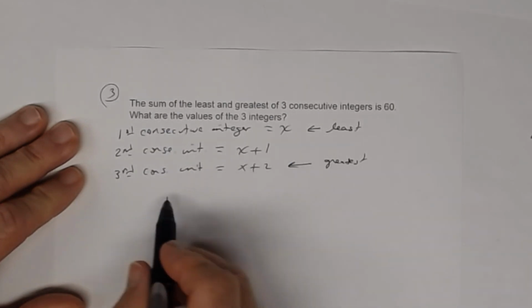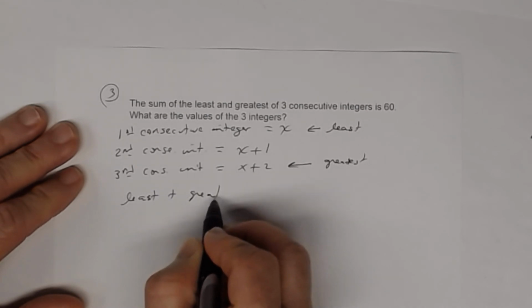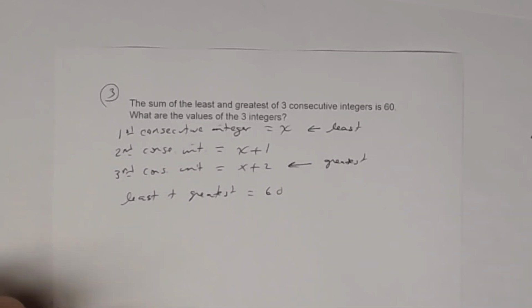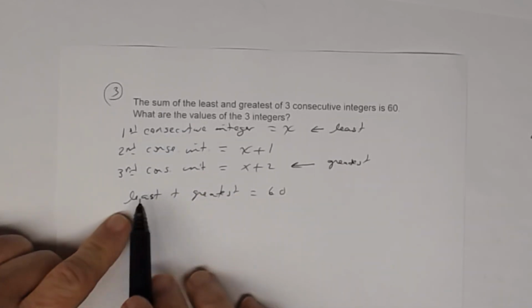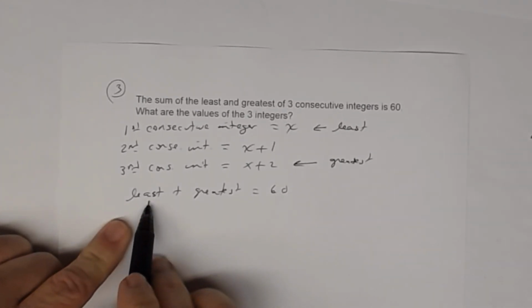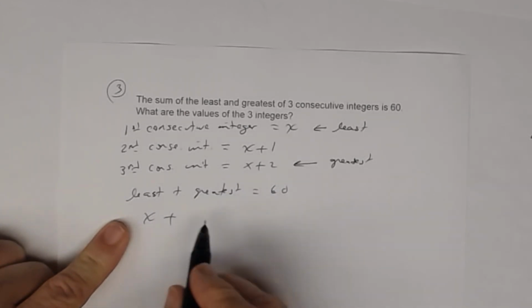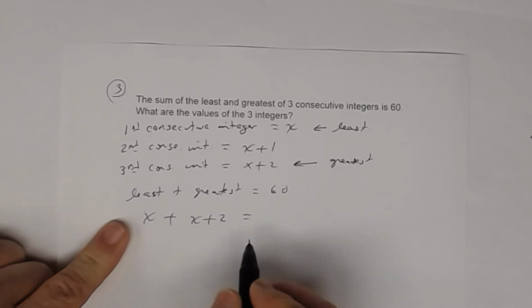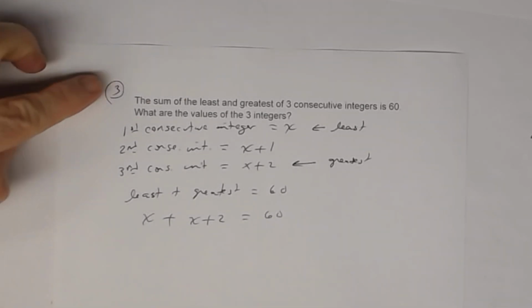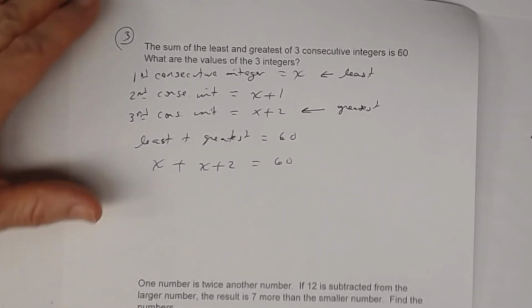So the sum of the least and the greatest is 60. That's what that statement says. So what's the least? Well, the least is x. What's the greatest? The greatest is x plus 2. And the sum altogether is 60. They want to know the values of all three integers. Well, there's your equation. You're going to solve this equation.